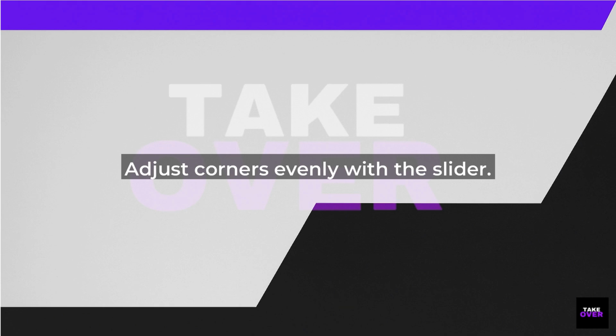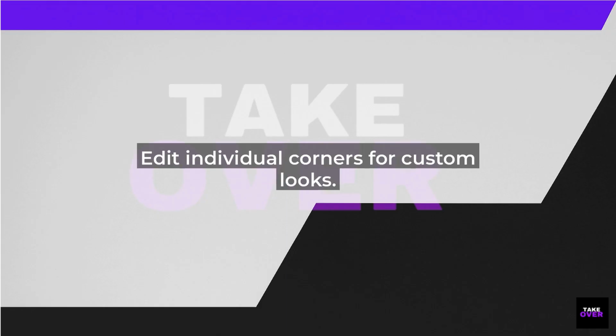Now, if you're dealing with more complex shapes, like vectors or imported SVGs, things get a bit more advanced. Select your vector layer, then use the Vector Editing mode by double-clicking it. Here, you can manually adjust the anchor points to curve the corners.